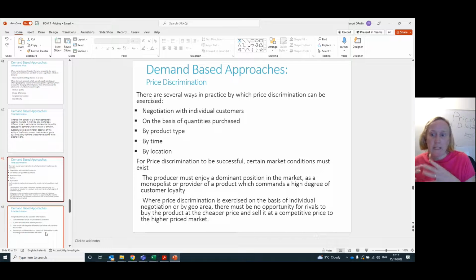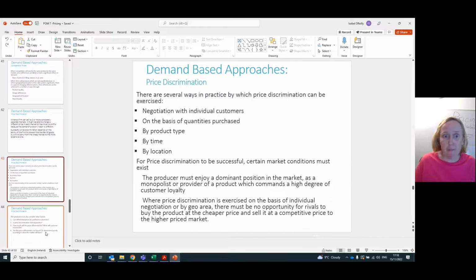Some people may want delivery, some people may want a once-a-month delivery, and others twice a week in smaller quantities. Different elements are negotiated, and obviously price comes into that on the basis of quantity. So the customer who is putting in huge orders can get a discount per unit compared to customers buying smaller quantities.